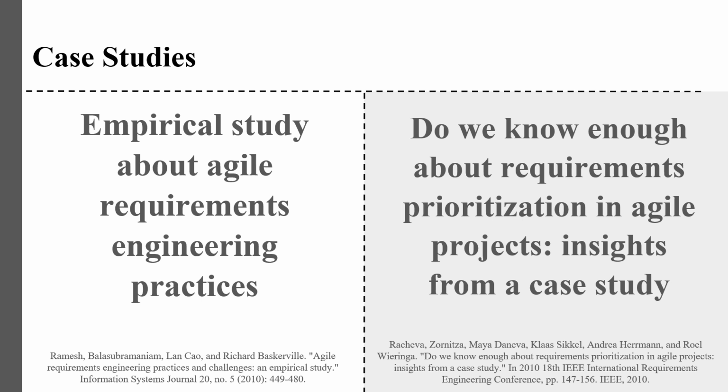In the case study called Do We Know Enough? Requirements Prioritization in Agile Projects, Insight from a Case Study, the right one, the researchers conducted a detailed exploration of prioritization processes in 8 software organizations. This study revealed significant deviations from traditional assumptions in Agile literature.